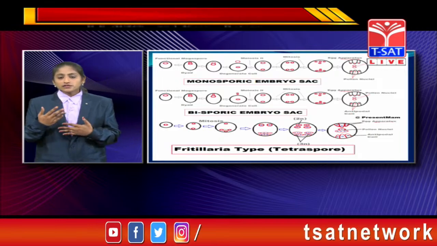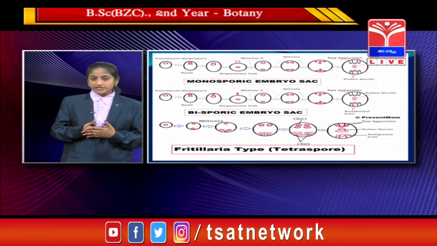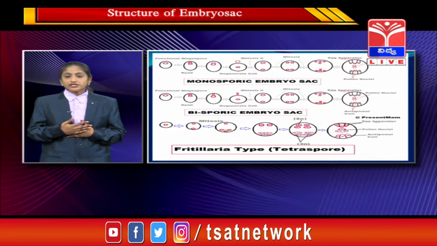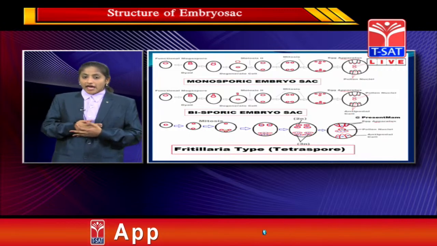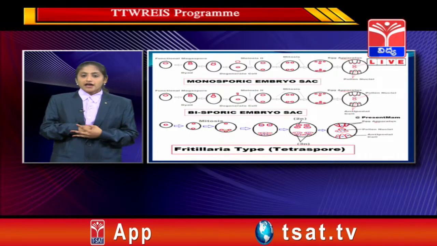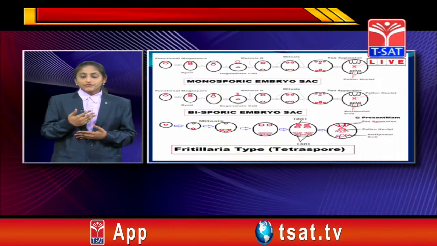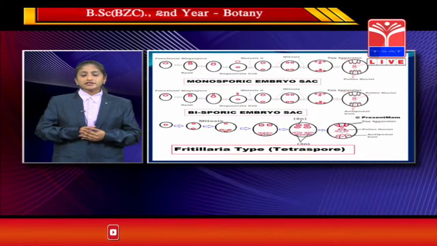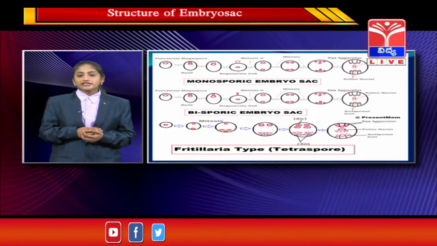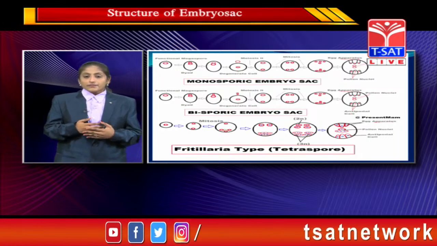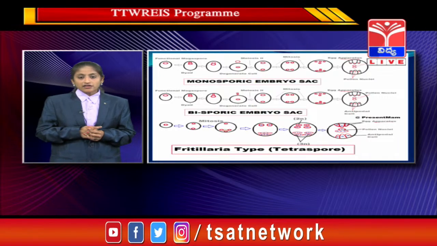And coming to the monosporic embryo sac. The monosporic embryo sac has 2 types: one is the Allium type and the other is the Oenothera type. The Allium type was first observed by Strasburger. Only one functional megaspore is formed, giving a 7-celled sac. It is called the Allium type.